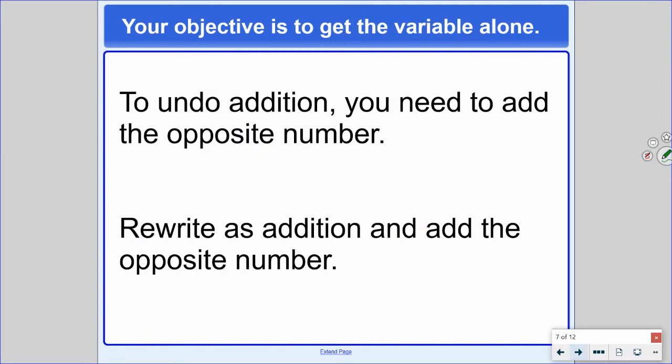All right, here we go. Your objective always is to isolate the variable. Get that variable alone and by itself. Now, to undo addition, I don't want you to try subtracting anymore, although I don't have a problem if you subtract. But anytime you subtract, remember, you're going to change it into adding the opposite. So I'm always going to change my addition by adding the opposite. Undo my addition. Rewrite it as an addition problem.